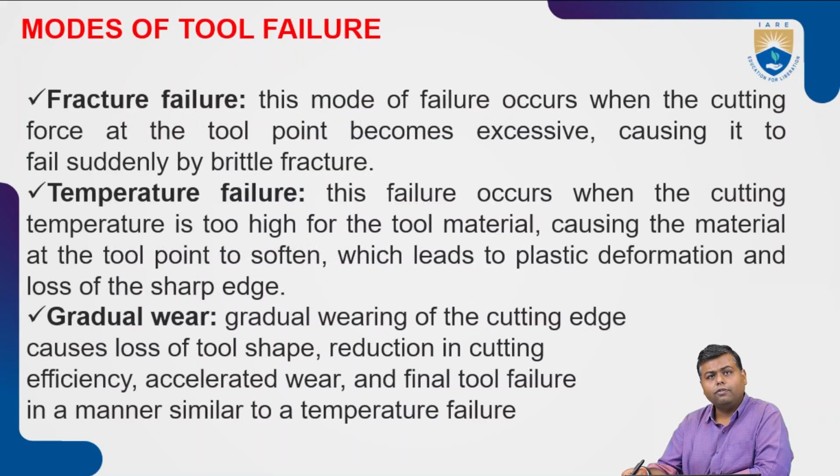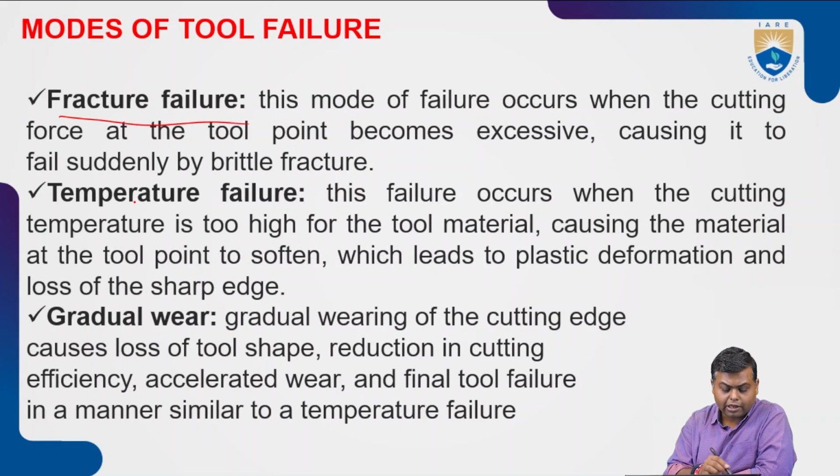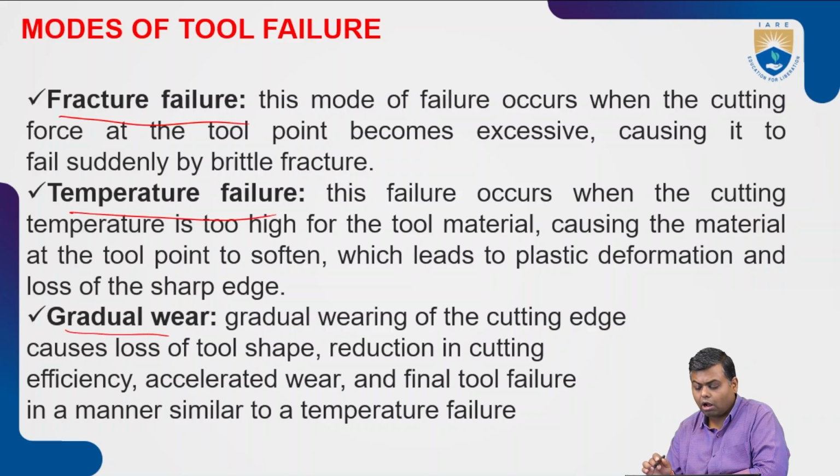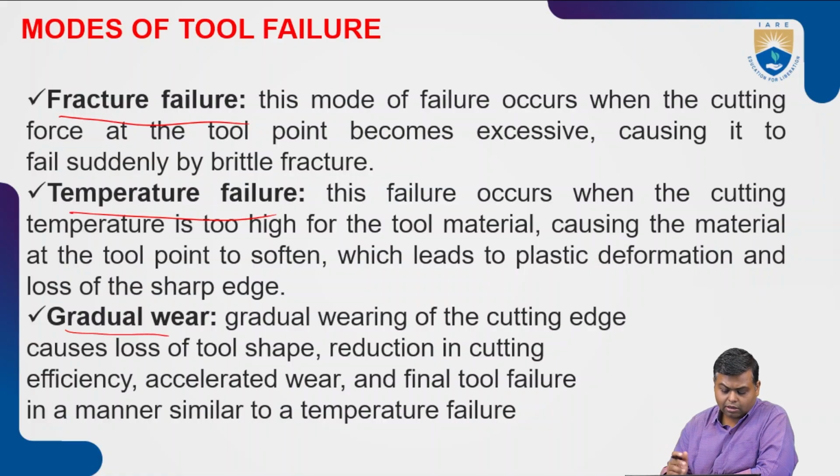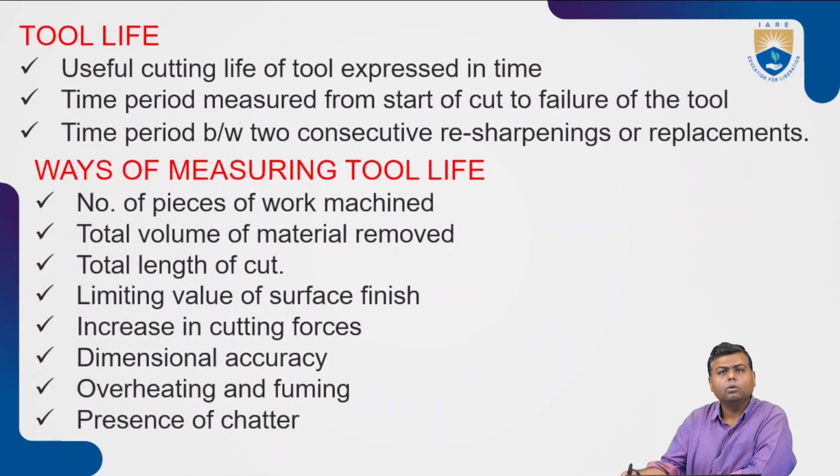Now, modes of the tool failures: either it may be fracture failure or temperature failure or gradual wear. Fracture failure occurs when the forces on the tool are very high. Temperature failure occurs when the tool undergoes a softened zone at the tip of the tool. Gradual wear occurs when the tool loses its rigidity around the neck. So these three are the modes of failure of the tool.